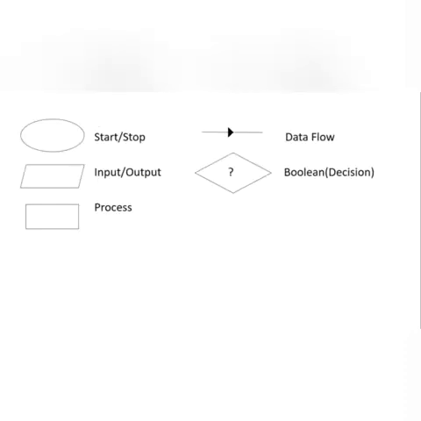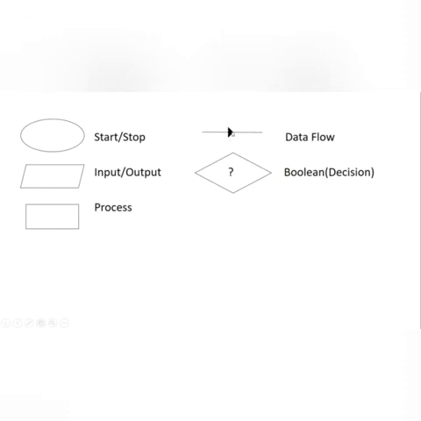These are the basic symbols present in a flowchart. The circle indicates either stop or start. The inclined rectangle indicates either input or output. The rectangle indicates a process or a calculation or work.